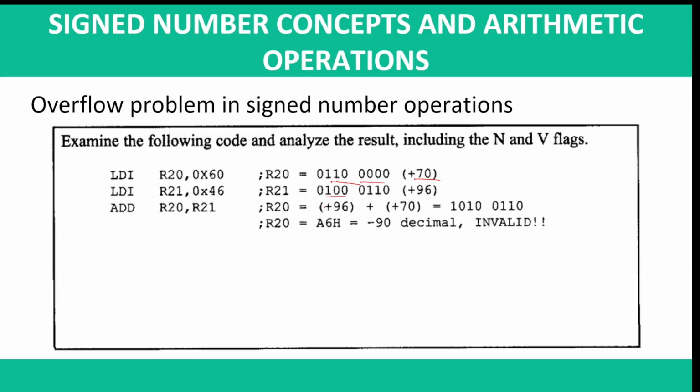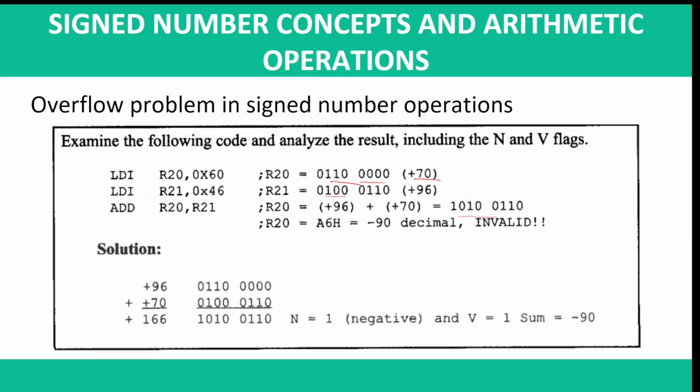So if we add them together, it would be this equivalent in binary. So plus 96 plus 70 is equal to 166 supposedly. So 166. But if we allow our AVR to compute it, it would give us negative 90 decimal. And that is erroneous. That is invalid because our real output is 166 actually.